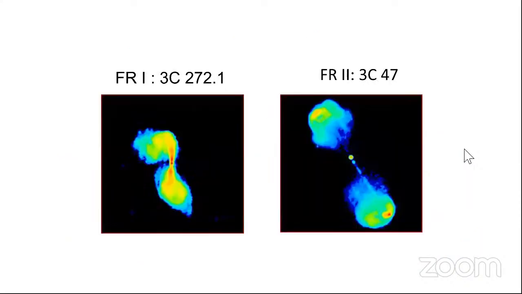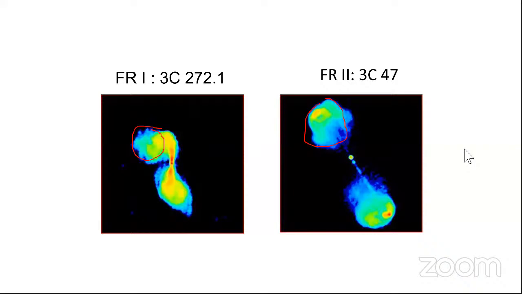So here are two examples, FR1 and FR2 for sure. Even the blind can see it. You can see two very big differences. Look at the lobes here, and look at this lobe here. This is an FR2. You see a very bright spot here.